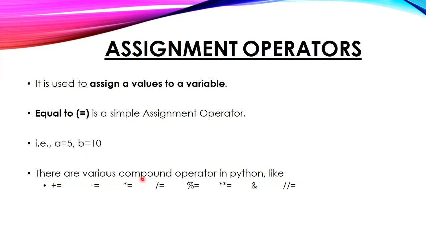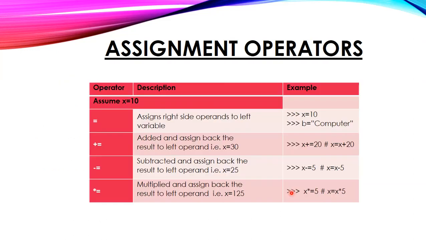And there are various compound operators in Python. What are the compound operators? A compound operator is nothing but a combination. See here, shorthand operators: plus equal to, minus equal to, multiplication equal to, division equal to, modulus equal to, exponent equal to, and floor division equal to. So these are the compound operators. See the tabular column, equal to is used here. So 10 the value is assigned to x and a value is assigned to b using the equal to operator.